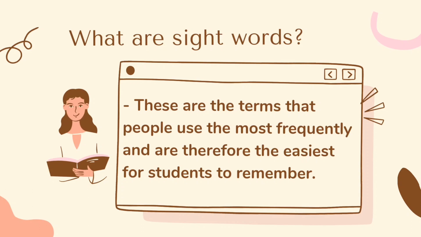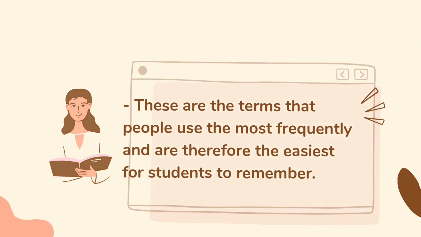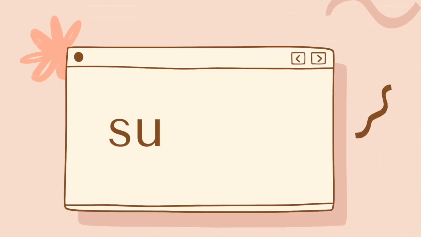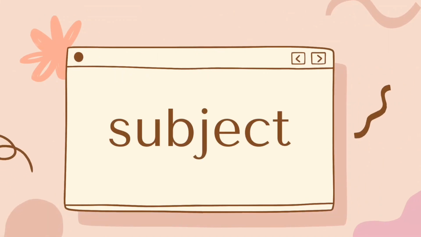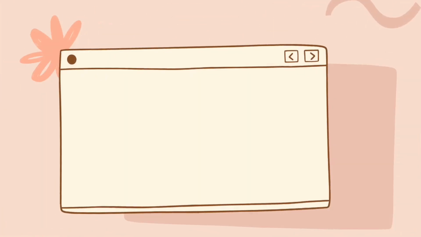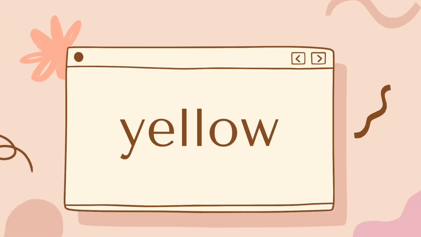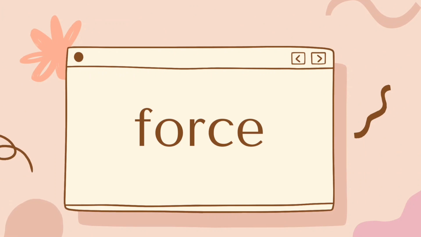Are you ready to read the basic sight words set B? Okay, so now let us read the following words. Subject, subject. Wasn't, wasn't. Yellow, yellow. Force, force.